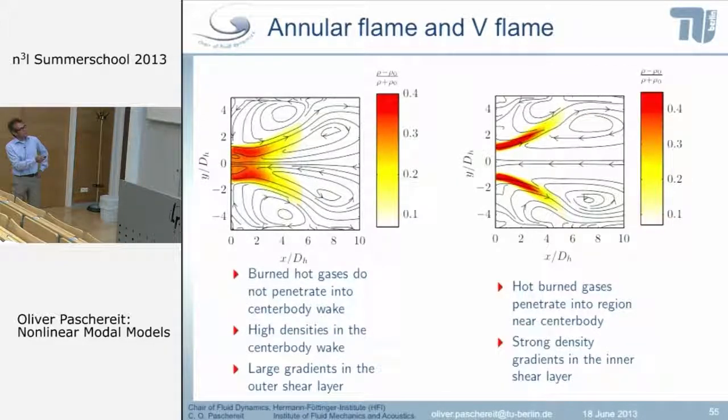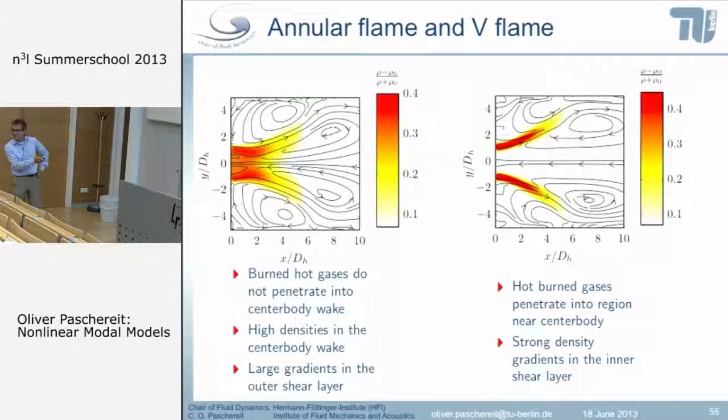If we look now at the density differences, you can see here that these are normalized densities. We have high densities in this center body wake. This is the movable block burner with a center body, which we used here. We have large gradients in the outer shear layer, and the burnt hot gases do not go into the full wake of the center body.